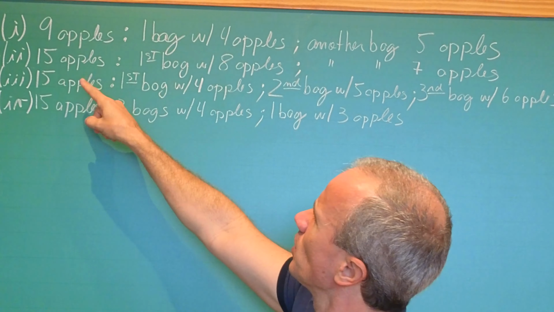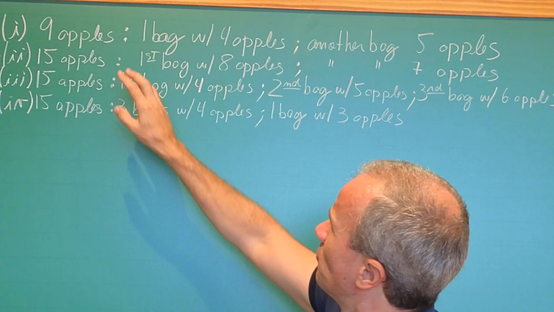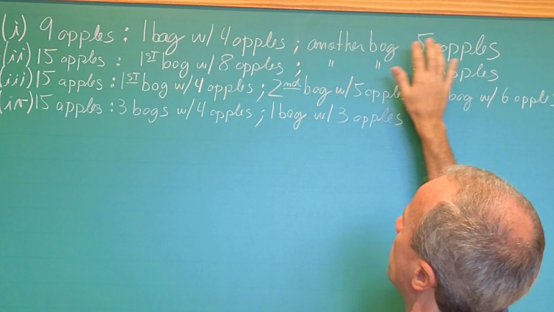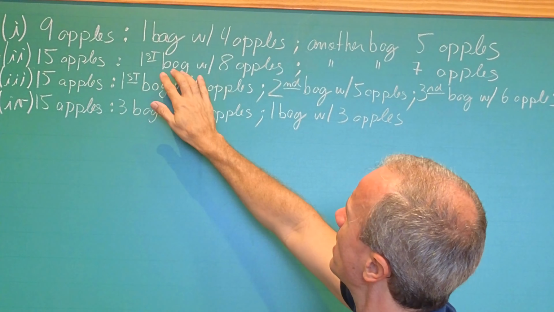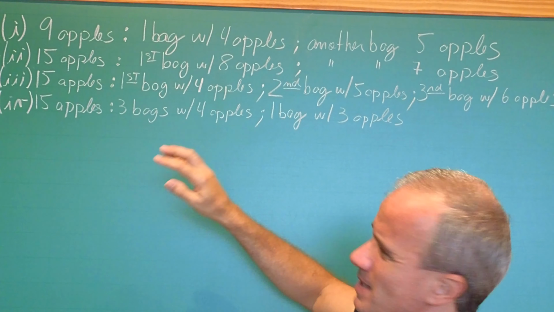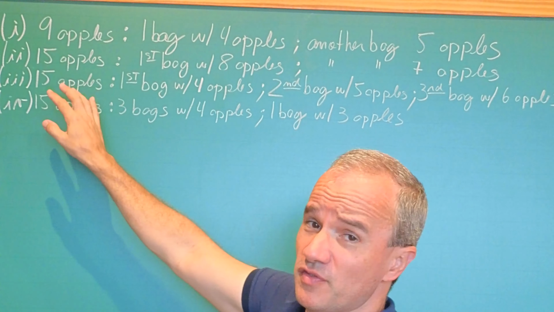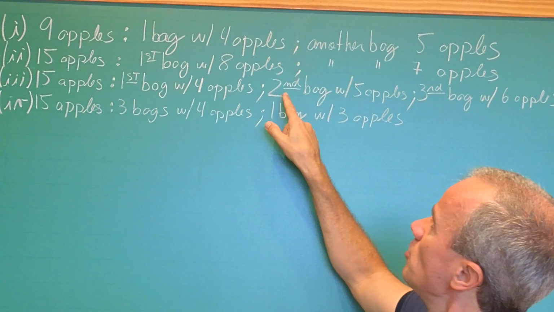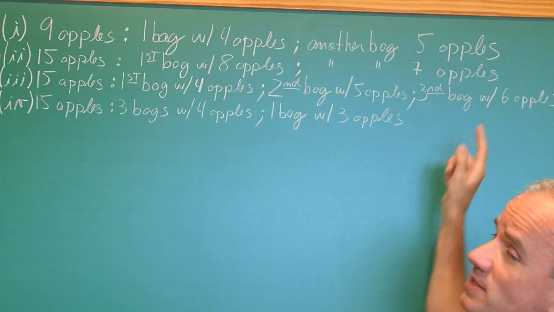Now, the first one, I have 9 apples, and I'm going to distribute those apples into bags. First case, 9 apples. The first bag with 4 apples, and then the other bag with 5. Second example, I have 15 apples. The first bag is going to be with 8, and the other bag with 7. Copy paste, easy. Then, the third exercise, I have now 15 apples. The first bag is going to be with 4 apples, the second bag with 5 apples, and the third bag with 6. 4, 5, 6.